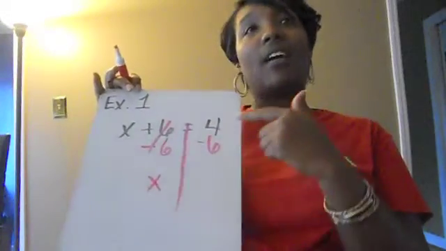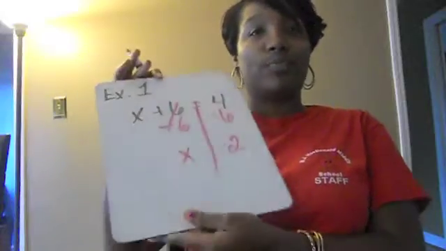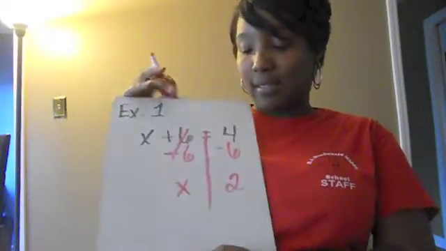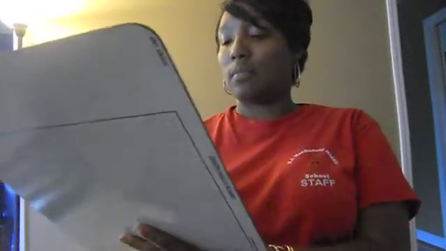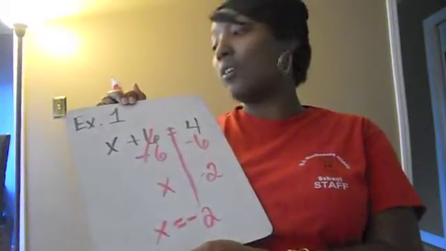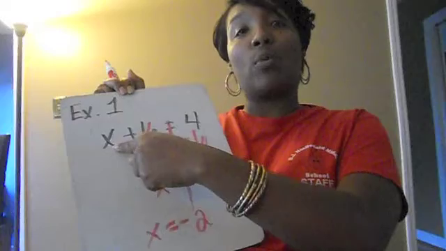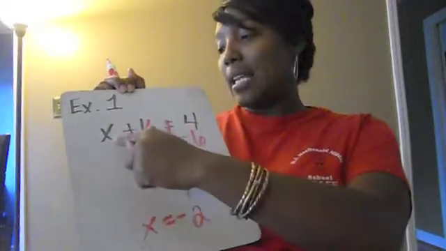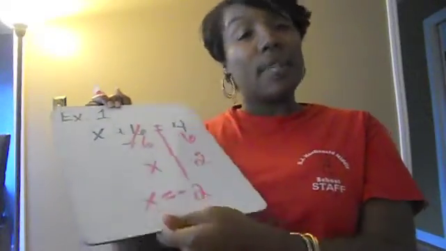Okay? On this side, 4 minus 6 is negative 2. Therefore, x equals negative 2. Easy. Okay? We can also check ourselves by substituting the answer that we got for x and placing it back in our original problem. Okay? If we do that, negative 2 plus 6 will give me a positive 4. So, I'm correct. Let's do another example.